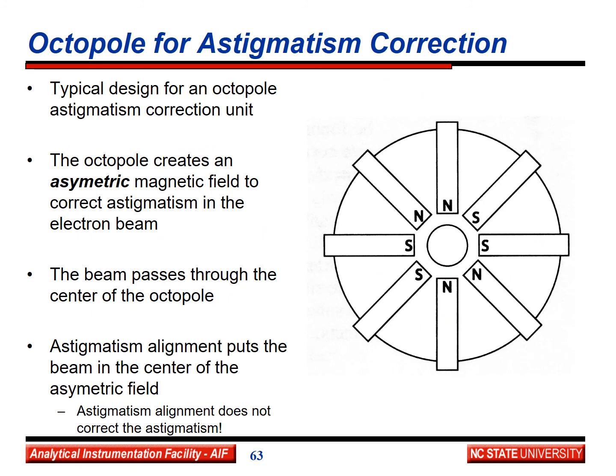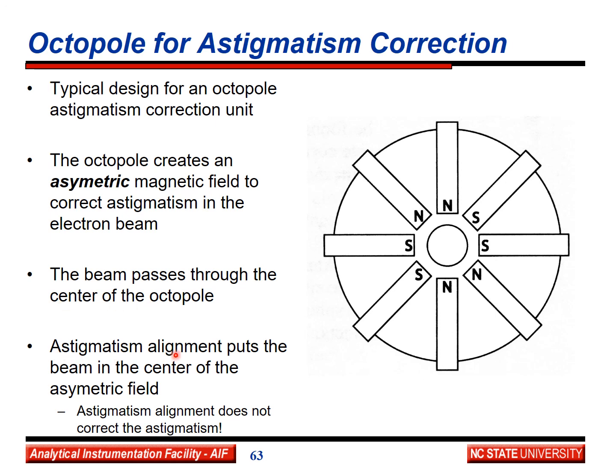Shown here is a schematic of a typical octopole astigmatism correction unit. Each one of these is going to have 4 north-south pole pairs. Each north-south pole pair is going to create a magnetic field, and the octopole is going to allow us to create an asymmetric magnetic field in order to correct astigmatism in the electron beam, which means that we're going to force the beam to be round as we pass it through the center of the octopole.